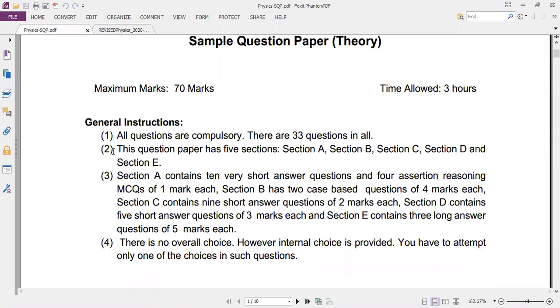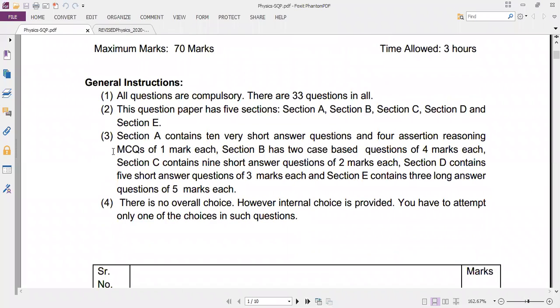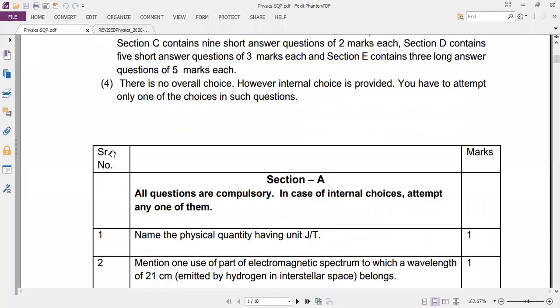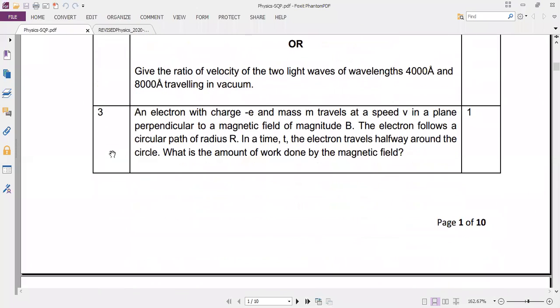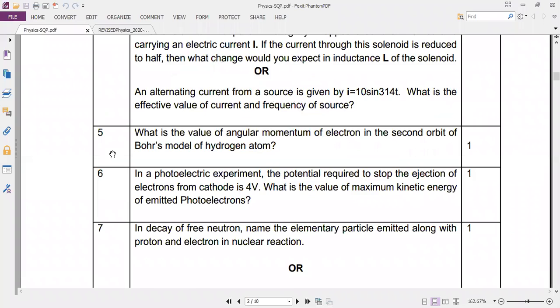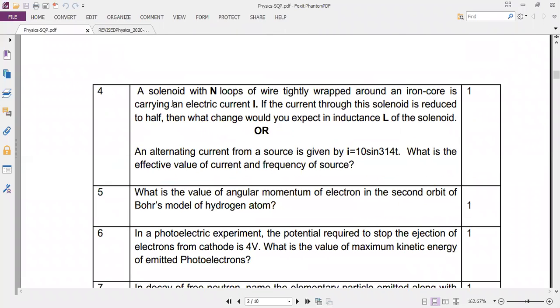Overall 33 questions. There are five sections: Section A, B, C, D, and E. Section A, one mark questions. There is an OR question, it is a fourth one, an OR question. Then you can attend only one question. No need to attend two also. Just attend only one question.